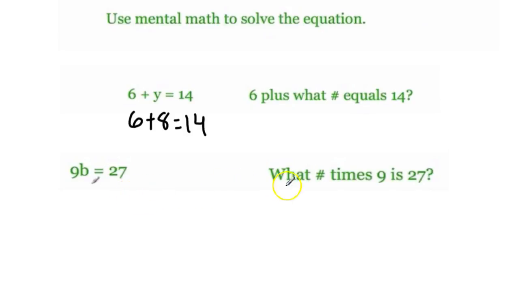The next one, what number times 9 is 27? If I wrote that like this, 9b, that's the variable, equals 27. You see times, we don't see the operation, but it's multiplied because the coefficient is next to the variable. Well, 9 times what equals 27? 9 times 3 equals 27. Again, this is the beginning of solving equations. We'll get a little trickier later on.